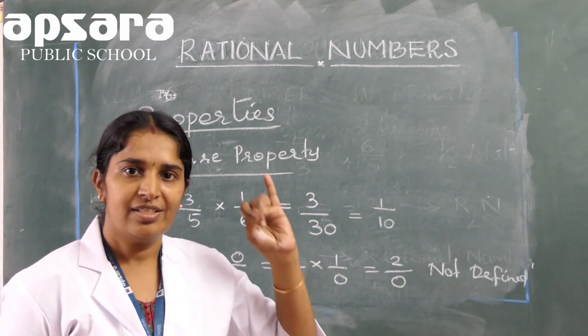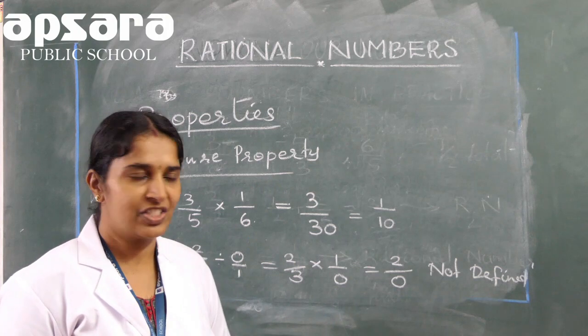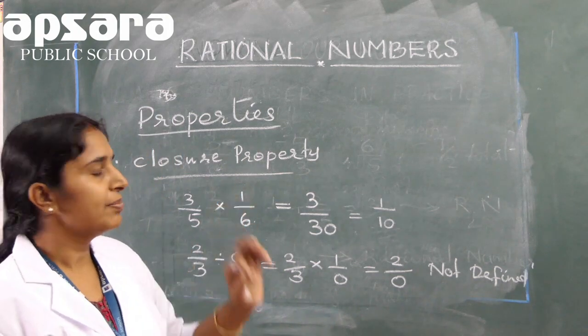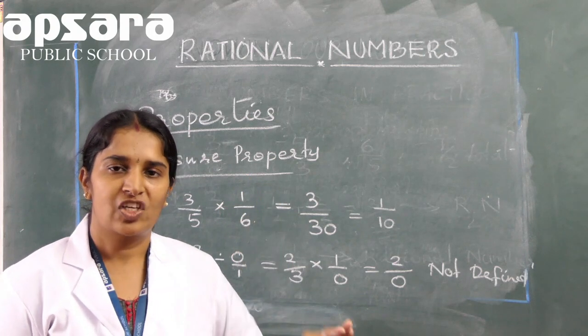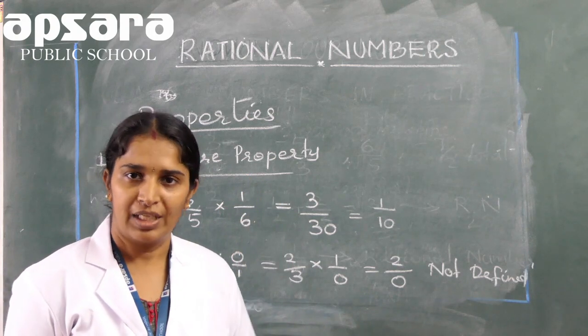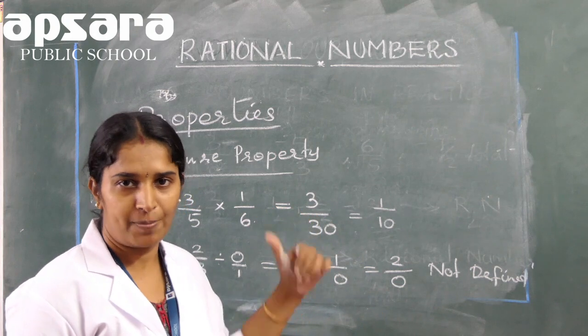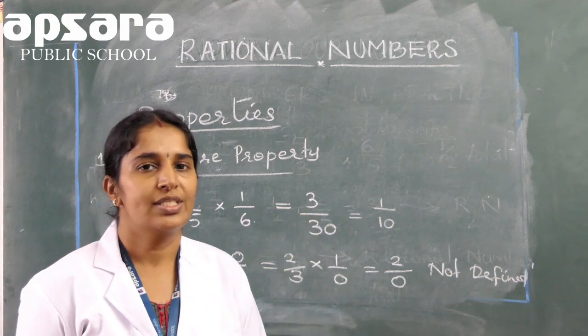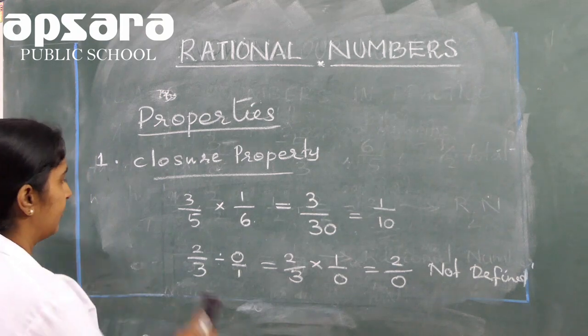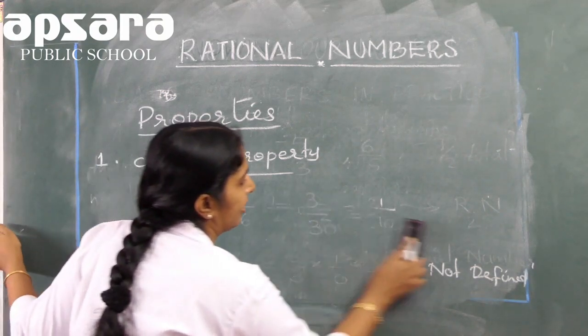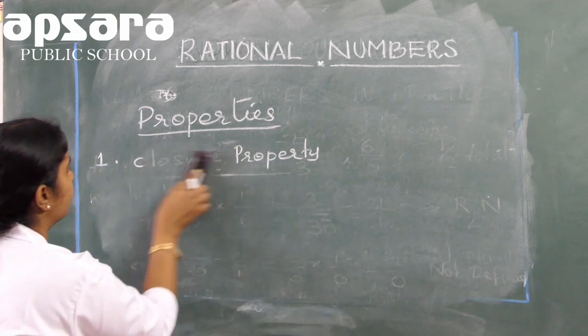So addition, subtraction and multiplication. You can say that rational numbers are closed under addition, multiplication and subtraction, but not closed under division. So this is the first property. Now let us move on to the second property, which is commutative property.